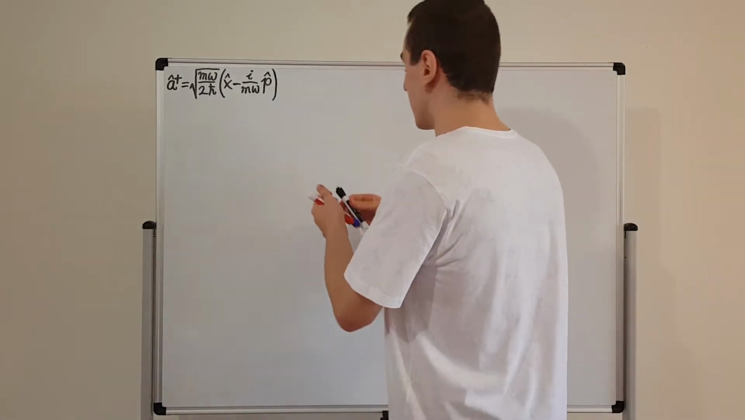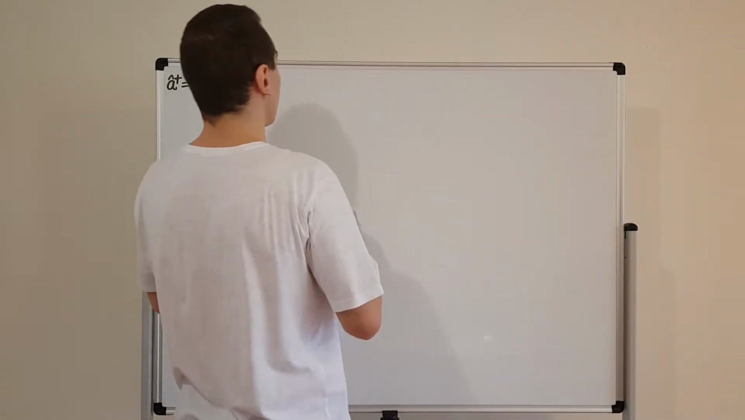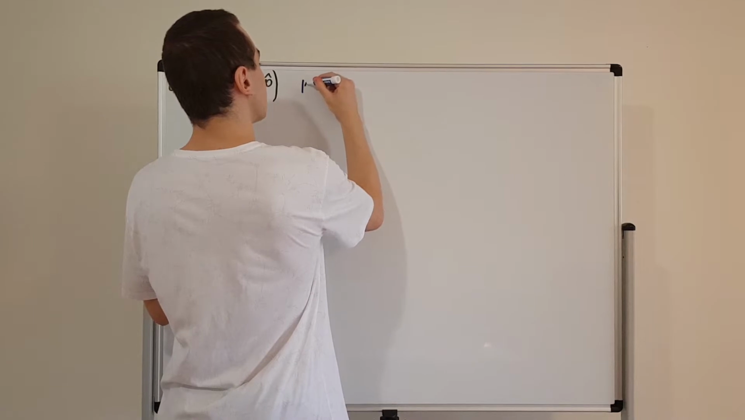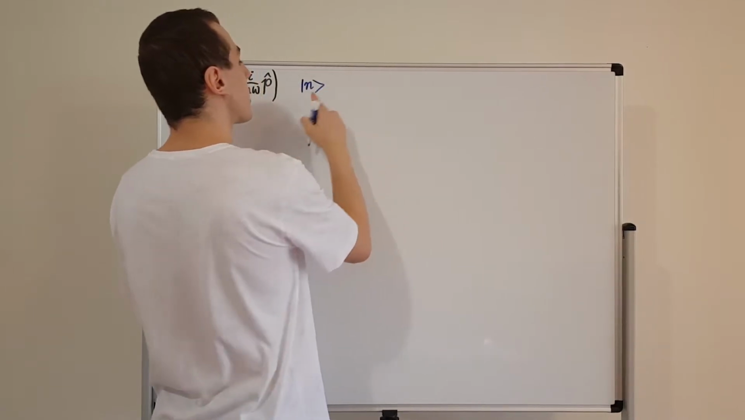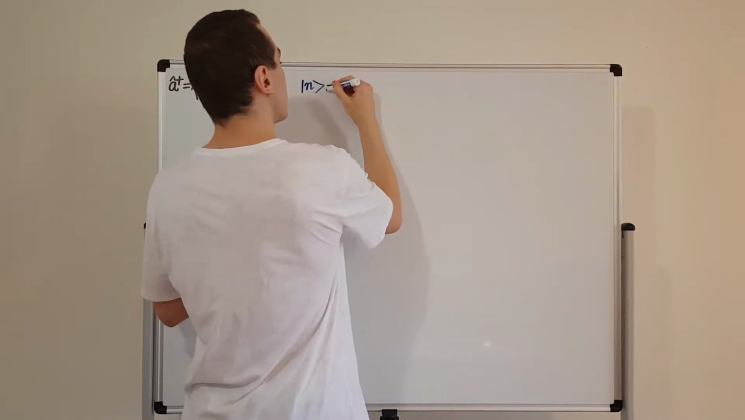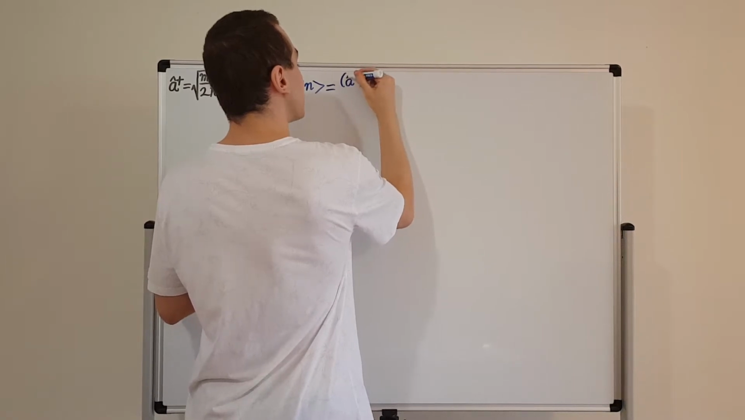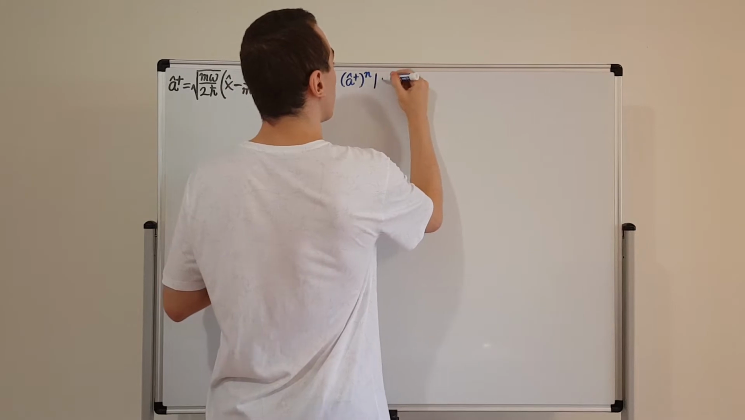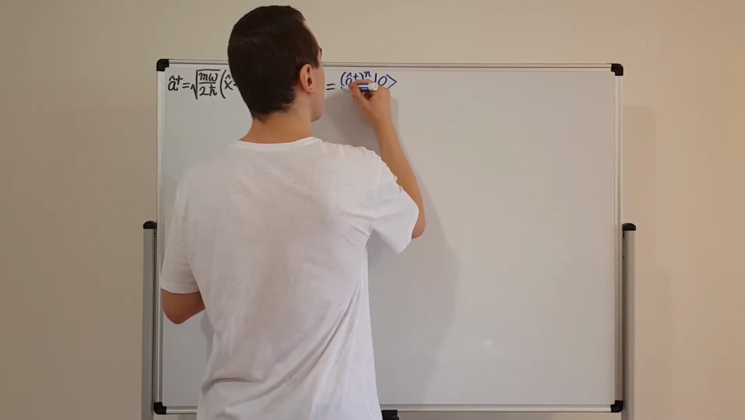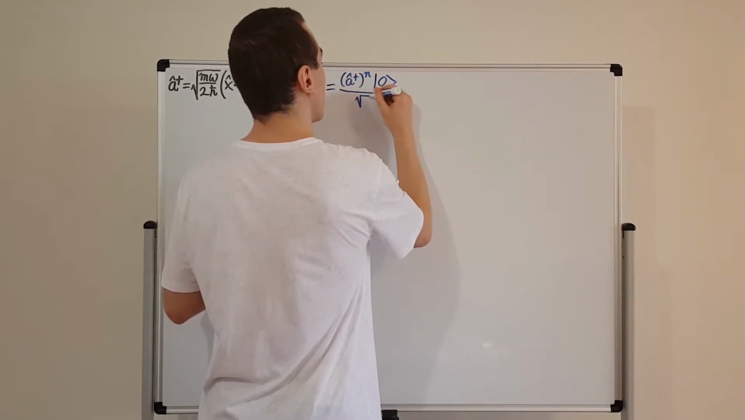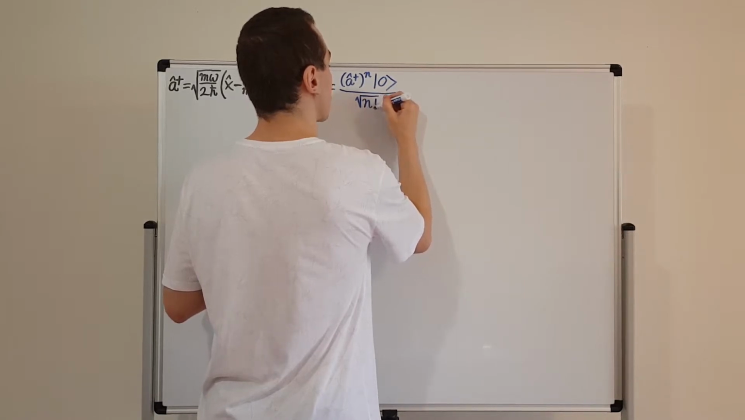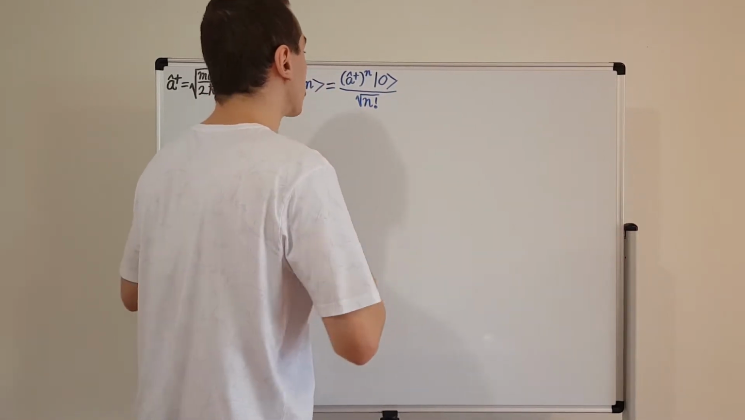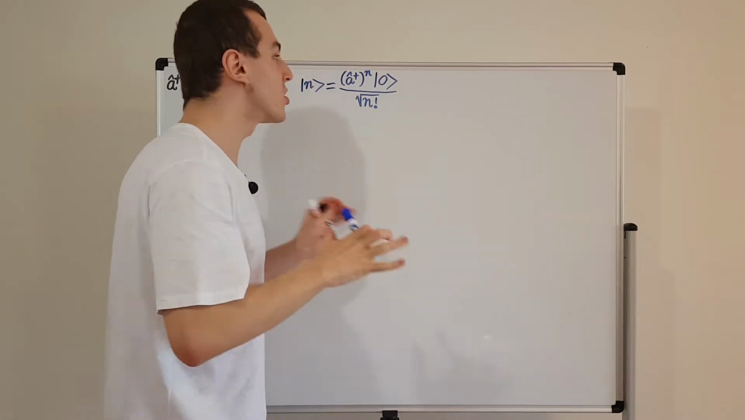Another important thing that I want to write down over here is that any energy eigenstate labeled by n, so this is Dirac notation, we have a ket, can be written as a dagger, the raising operator, acting n times on the ground state ket. But we have to divide by this factor of square root of n factorial, and that is just to maintain normalization. So we always need to preserve normalization.